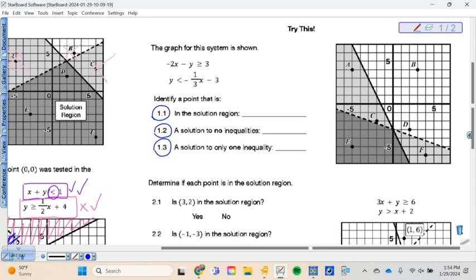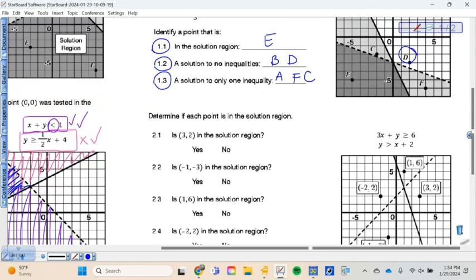Okay, 1.1. What is a point in the solution region? E. What is a point that is not a solution to either inequality? D. What else? B. That's it, right? B or D. And what's a solution to just one inequality? A or F or C. Good. Okay, let's look at these ones.